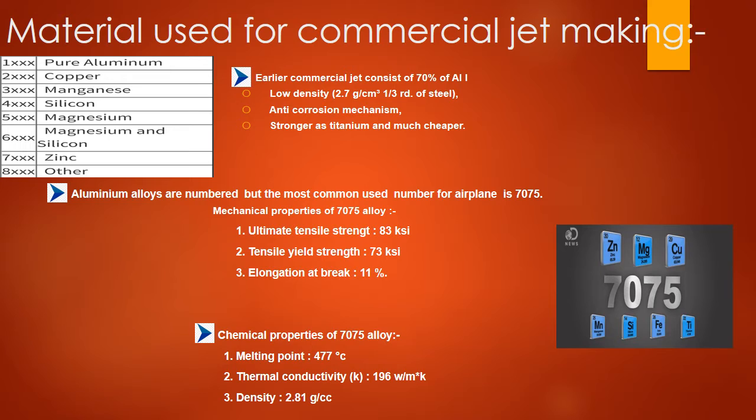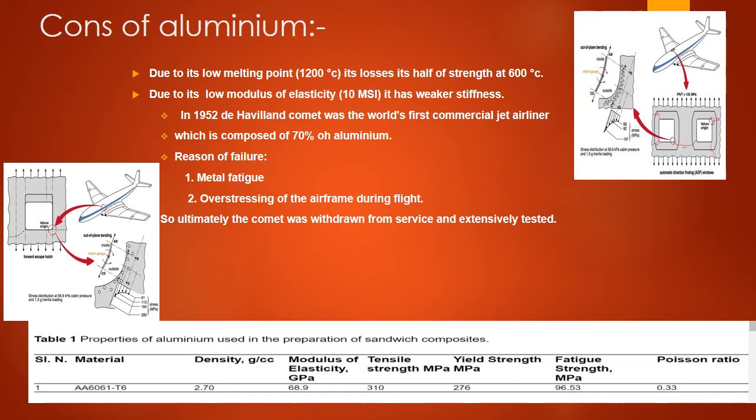7075 alloy has great mechanical properties, such as 83 kilo-pound per square inch (ksi) of ultimate strength, 73 ksi of tensile strength, and 11% elongation at break. Talking about its physical properties, its melting point is around 477 degrees Celsius, its thermal conductivity is 196 Watt per meter Kelvin, and density is 2.18 gram per centimeter cube. Cons of aluminium: due to its lower melting point, it loses half of its strength at 600 degrees Celsius, and it has a lower modulus of elasticity of 10 mega-pound per square inch.